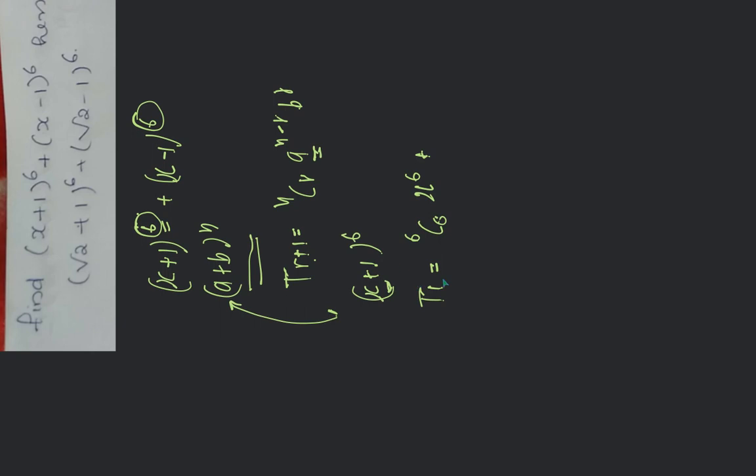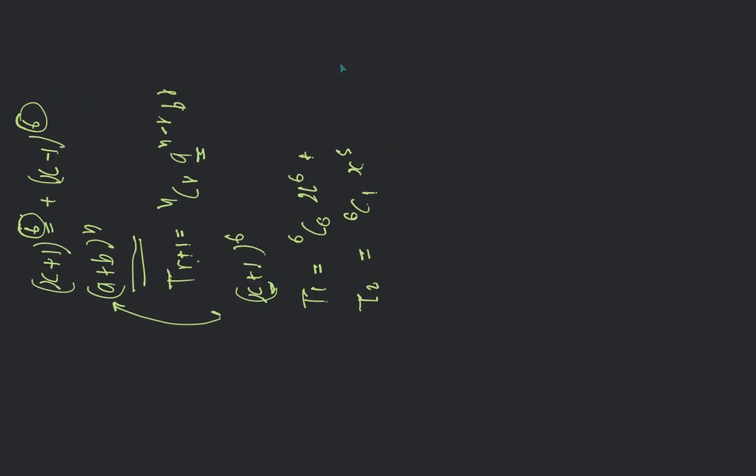Now, how can we get the second term? What is t2? In place of r, put 1. So we get the second term as 6C1 into x to the power n minus r, that is 6 minus 1, which is 5, and 1 to the power of any number will always give us 1.